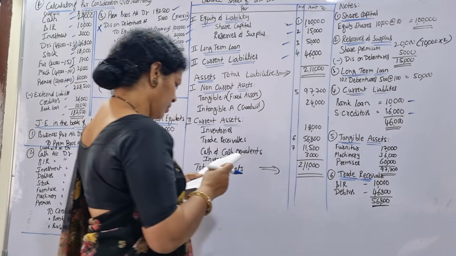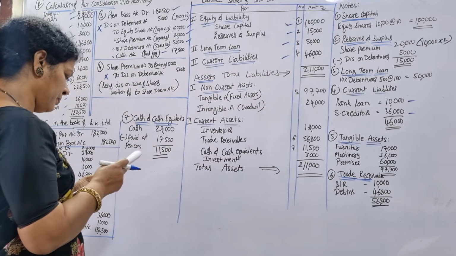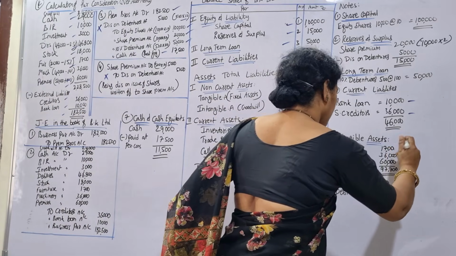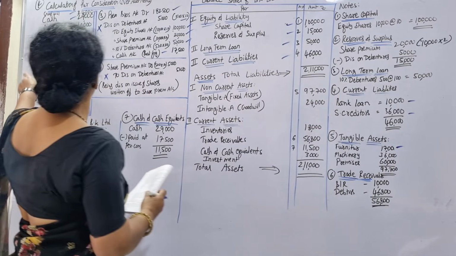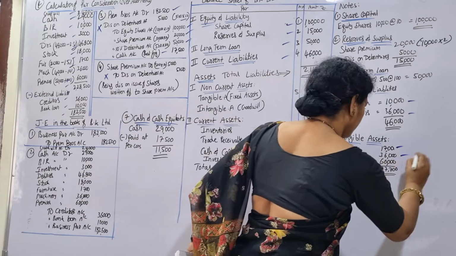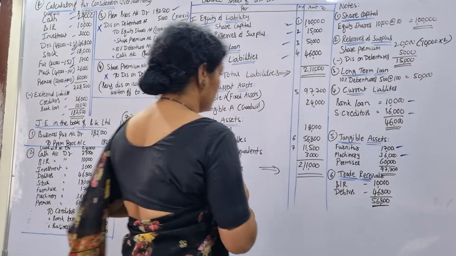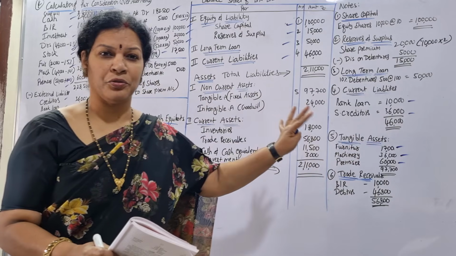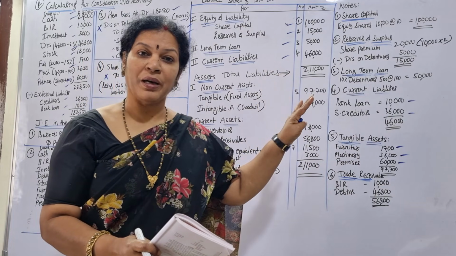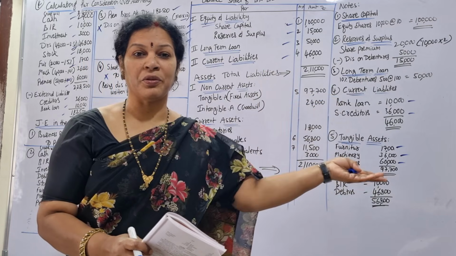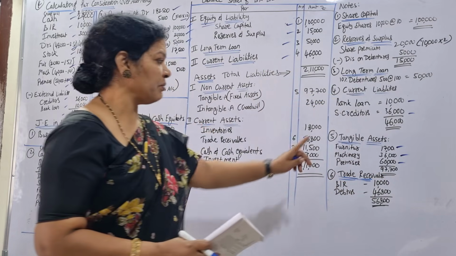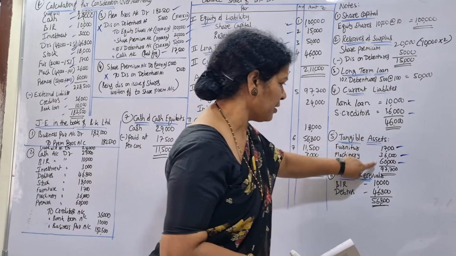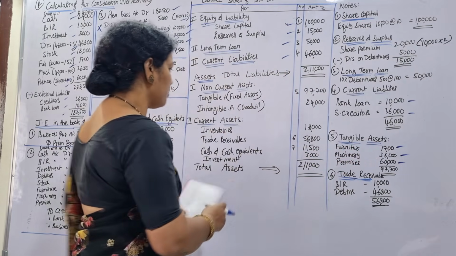1,700 furniture. Machinery is here 36,000. Then premises 60,000. After deduction amount we have taken. As usual in the final accounts balance sheet, if any depreciation or appreciation is there, we used to adjust. In the same way, we have taken this 60,000 plus 36,000, 96,000, plus 1,700, 97,700. So this is tangible assets.